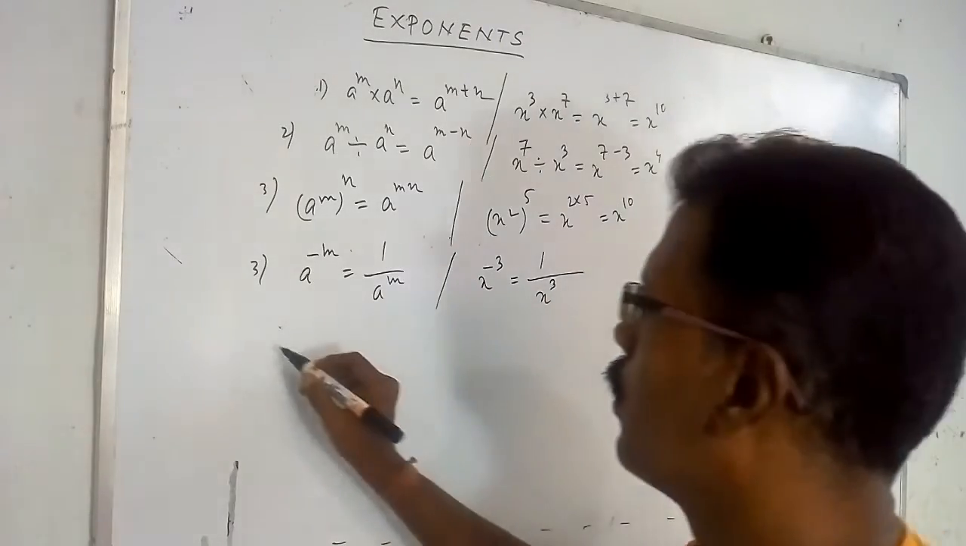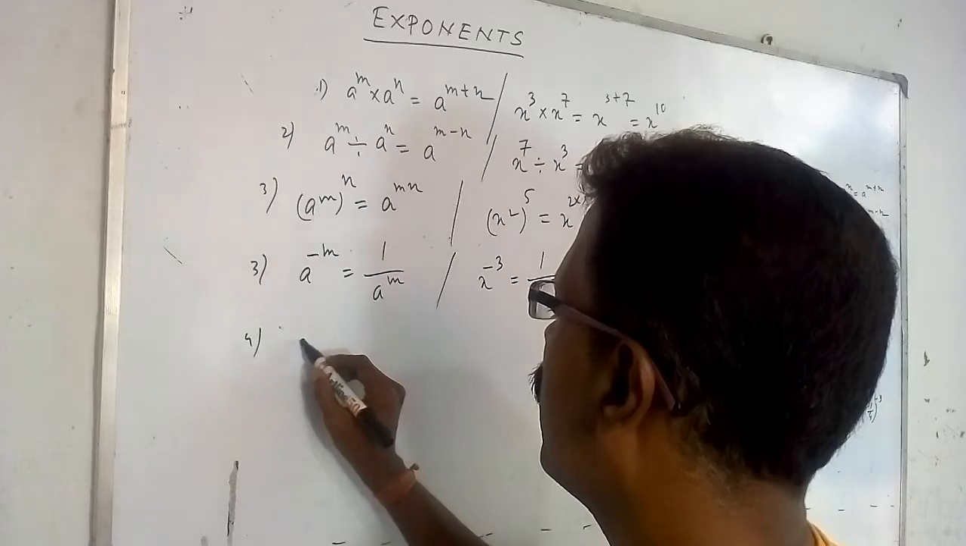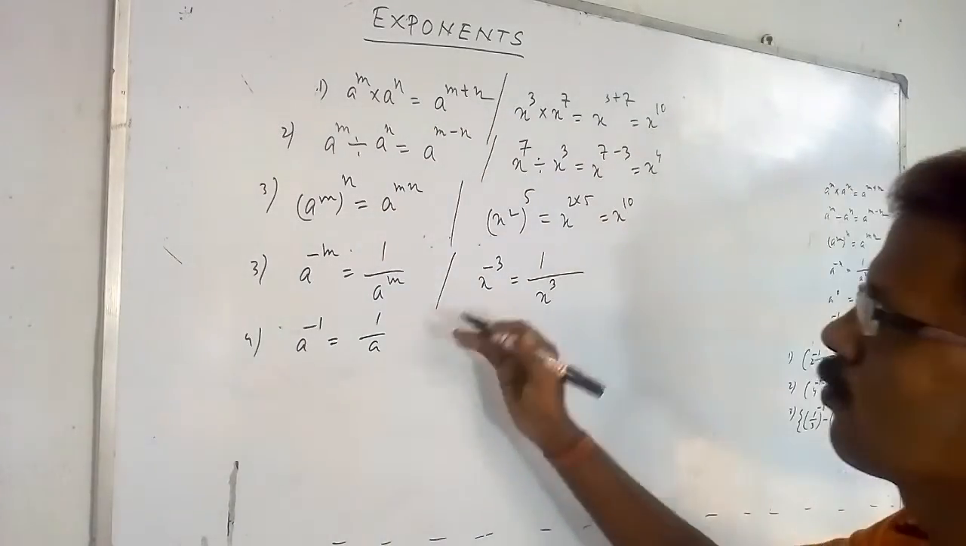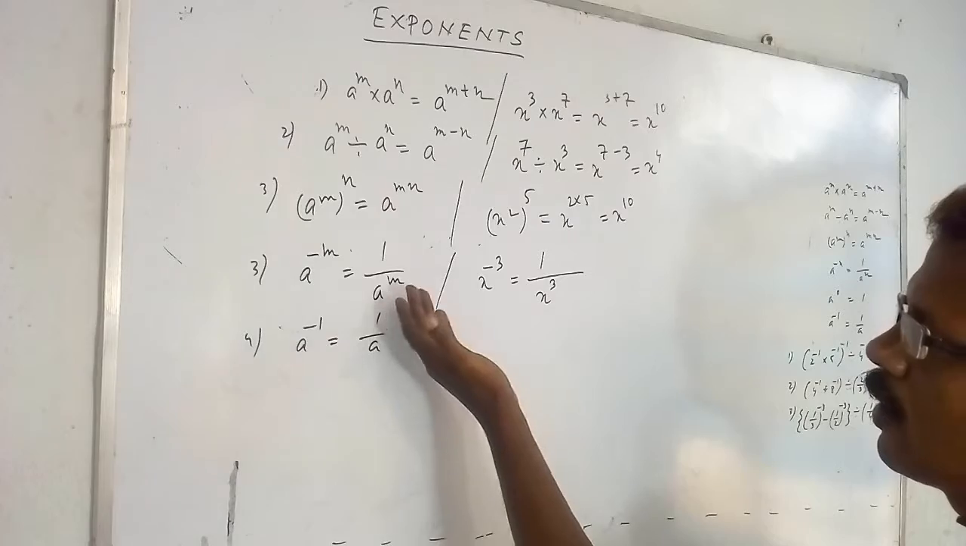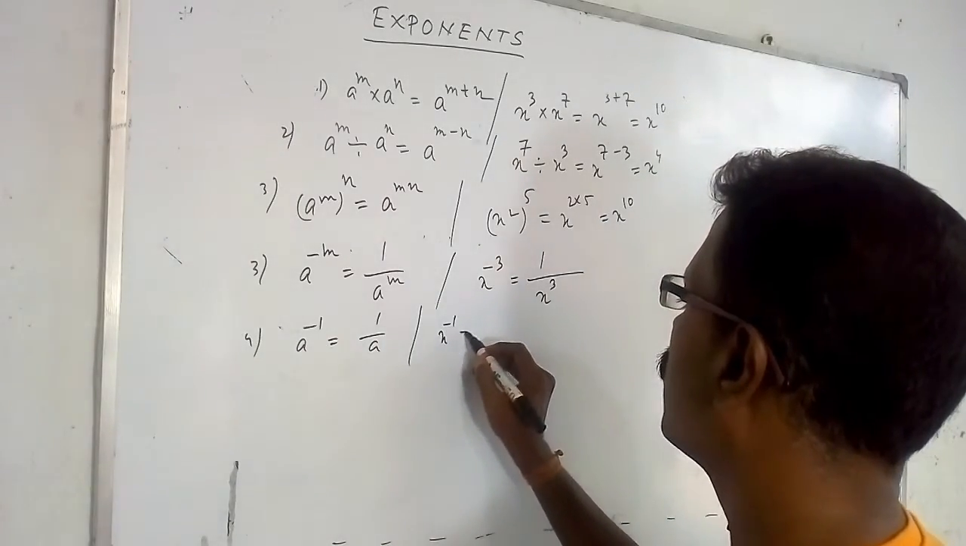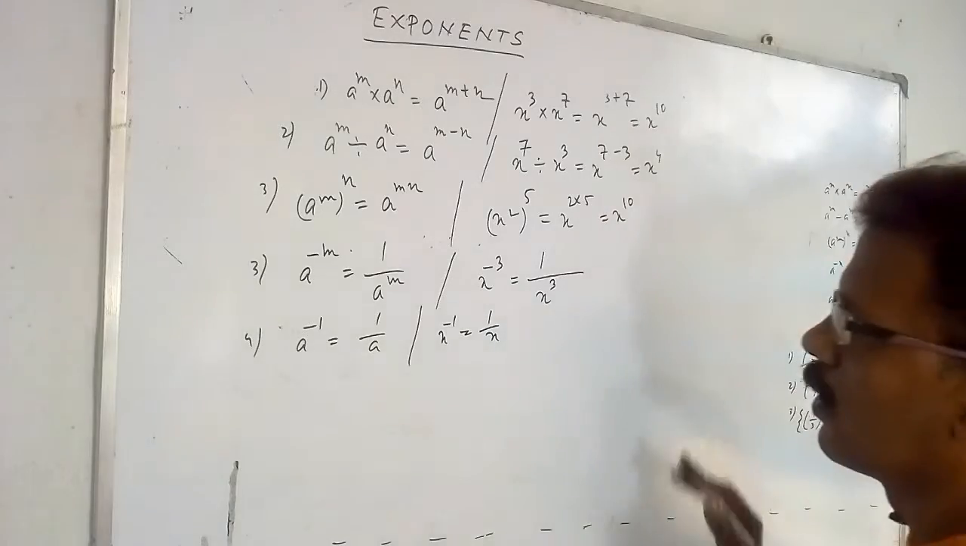Now number 4, a to the power minus 1, that is 1 by a to the power minus 1. Anything to the power minus 1 is 1 by a, or x to the power minus 1 is equal to 1 by x.